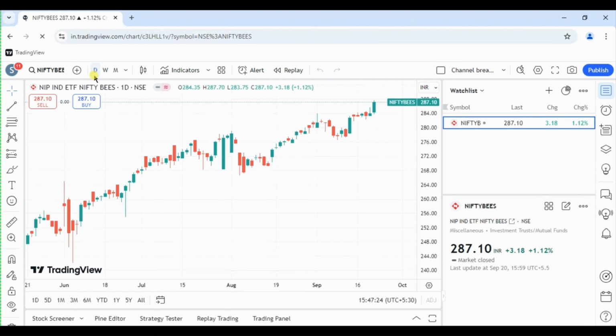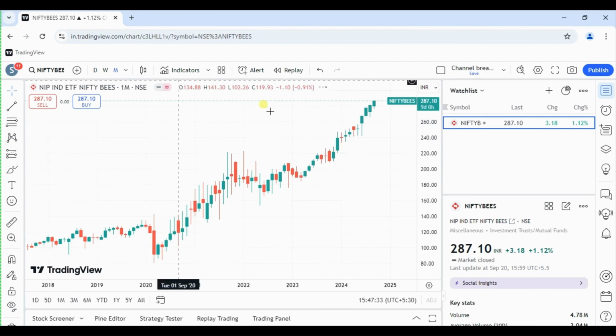Right now, we could see we have daily, weekly, and monthly time frames. By default, the daily time frame is selected. Let's change it to monthly.